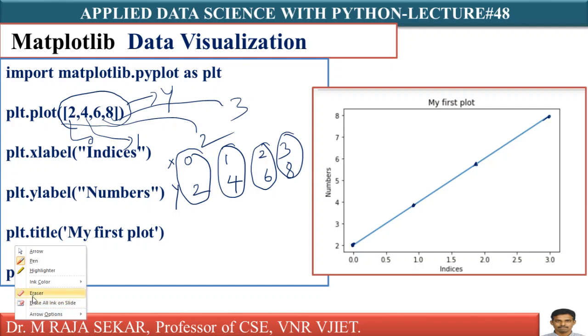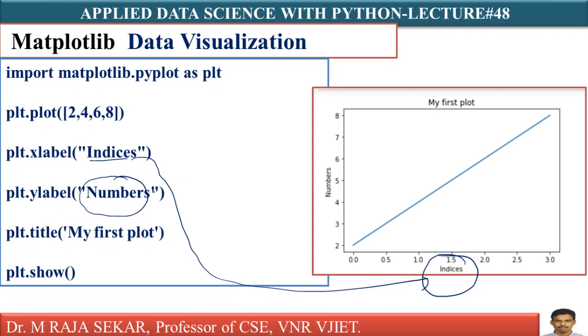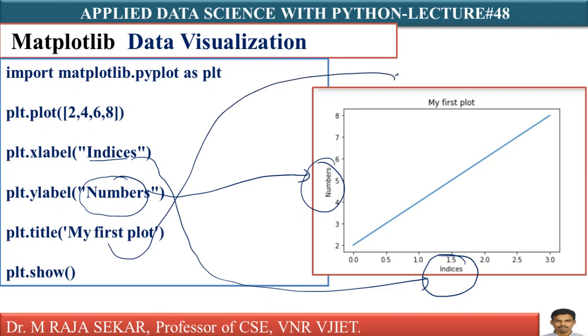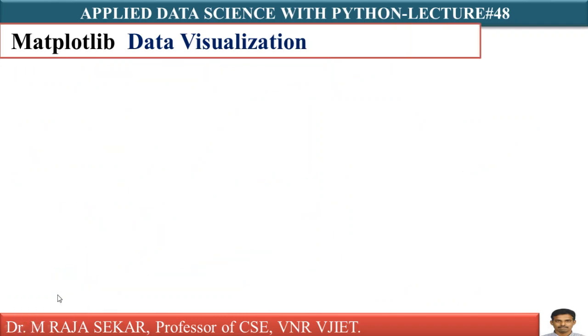plt.xlabel indices. What does xlabel mean? This is my x label. Just see, this is the x label, indices. plt.ylabel numbers. This is numbers. plt.title, my first title. This is the title, isn't it? plt.show means this particular object will get displayed.